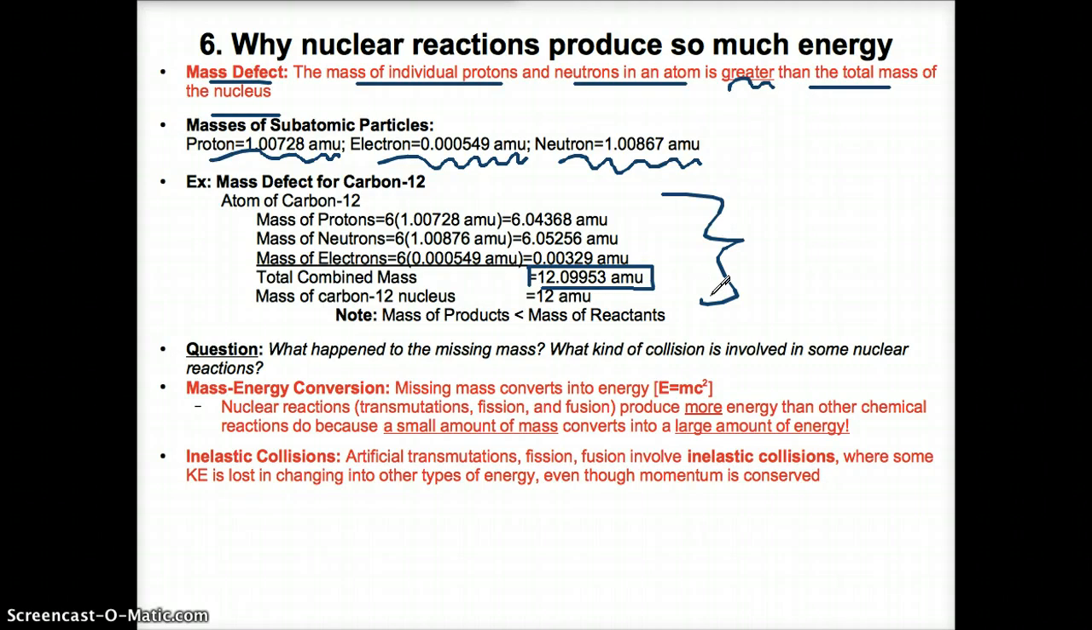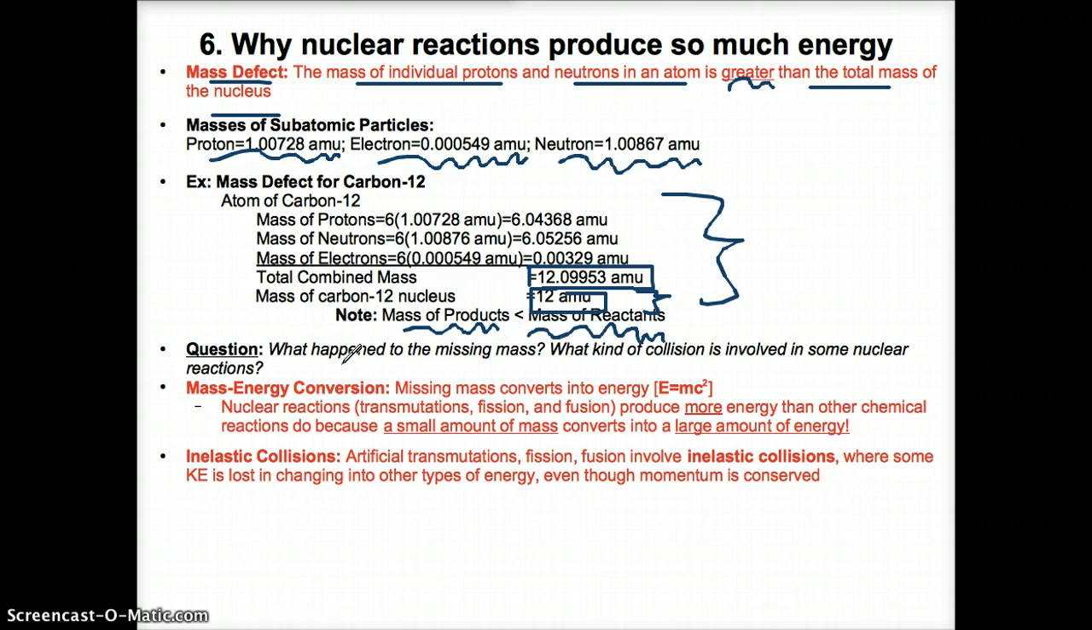But you'll find out, however, that the mass of the carbon-12 nucleus is less than this, because it's only 12 AMU. All right? In other words, the mass of the products you end up with, a carbon-12 nucleus, is actually less than the mass of the reactants, the individual subatomic particles that make up carbon-12. So the mass of the products, which is the nucleus, is less than the mass of the reactants, which is the mass of all the particles combined together.